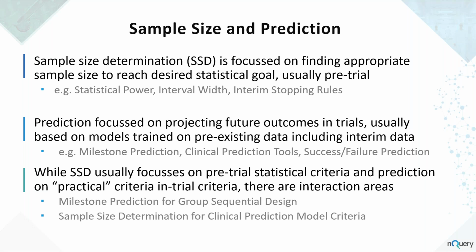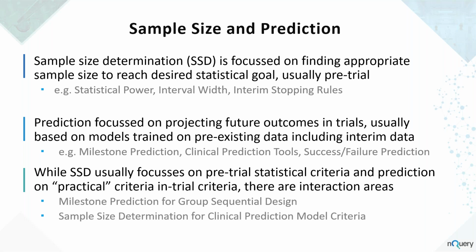Whereas in the prediction area, because we're not making the statistical inference, typically we're just talking about practical things like enrollment goals and stuff like that. Then we have more flexibility to use the interim data fully and make dynamic choices based on that. And so you have things like milestone prediction, like reaching events or enrollment goals, clinical prediction tools, success failure probabilities, stuff like this. And these are where prediction is usually used.